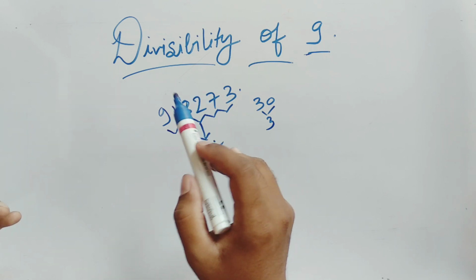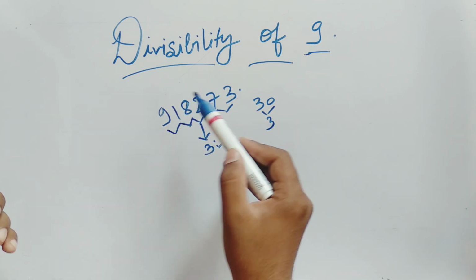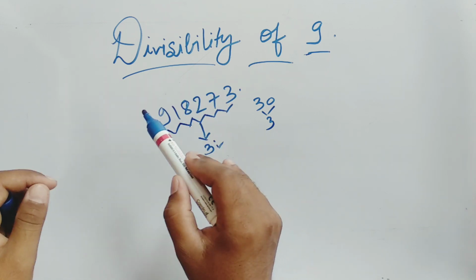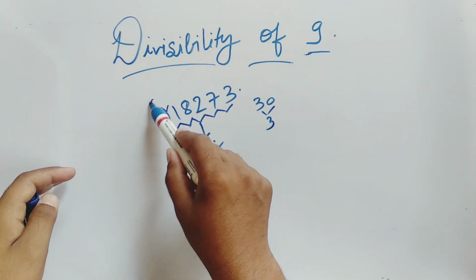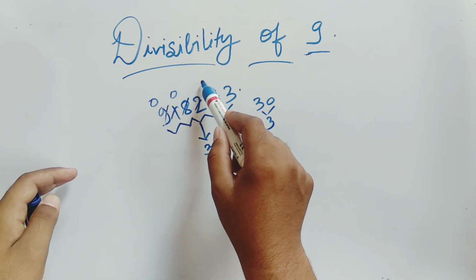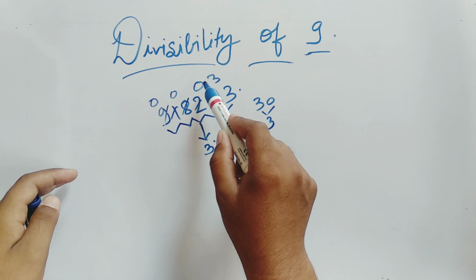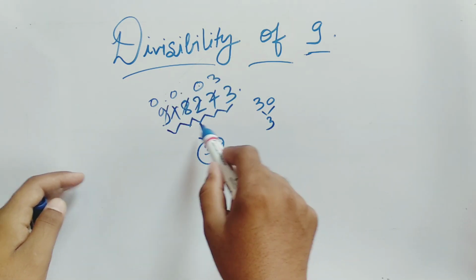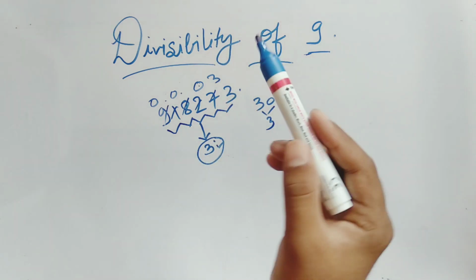But what I prefer personally is that you can rule out the digits, or write them as 0, which add up to 9. That is 9, we can write it as 0. 8 plus 1 is 9, 0. 2 plus 7 is 9, 0, and this 3. So 0 plus 0 plus 0 plus 3 gives us 3. So the single digit form of this number is 3.